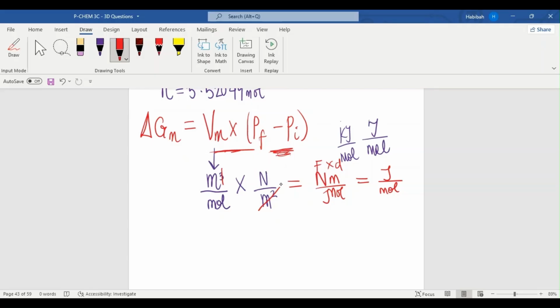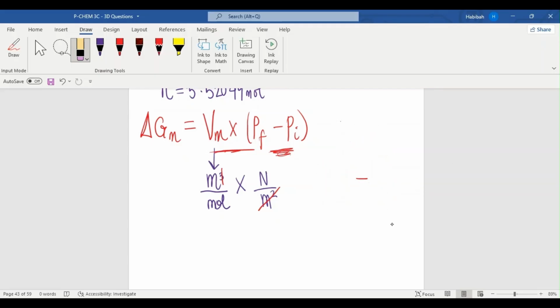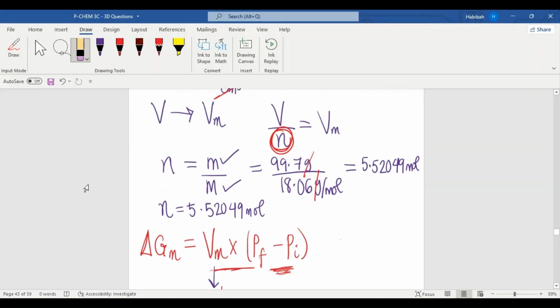We're going to have to convert from whatever we have to what we need in order for us to get our units for change in molar Gibbs energy to be in joule per mole. So this is how it's done. Anyways, that's the important information that you have. Now, let's go back to the volume that we're given.